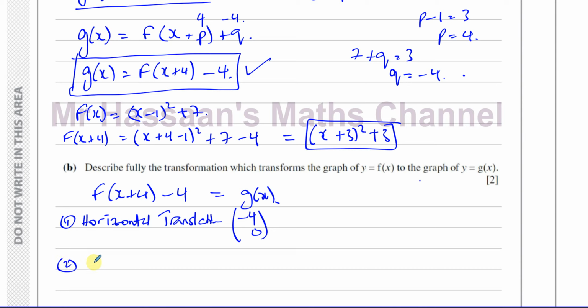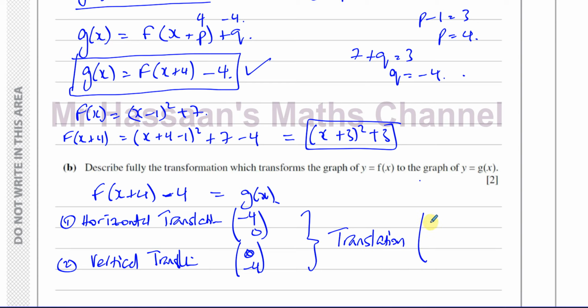And the second thing is a vertical translation, and here it's going to be 0, negative 4. Why? Because it's going down by 4 units vertically, because when it's outside the function it says minus, it means down. So if we combine these together into one vector, we can describe this as one translation with the vector negative 4, negative 4. This is the transformation which transforms f of x to g of x. You move 4 to the left and 4 down. That's how f of x will become g of x.